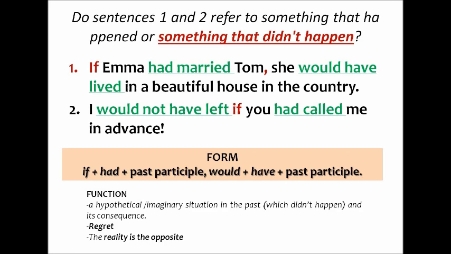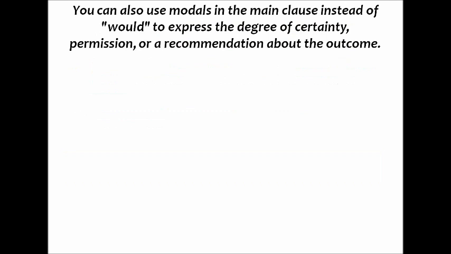There is always some implication of regret or sometimes criticism with this type of conditional sentences. Usually, when we use type 3, we want to show that the reality is the opposite of, or contrary to, what the sentences really express. You can also use modals in the main clause instead of would to express the degree of certainty, permission, or a recommendation about the outcome.